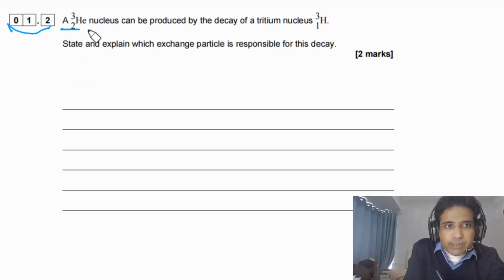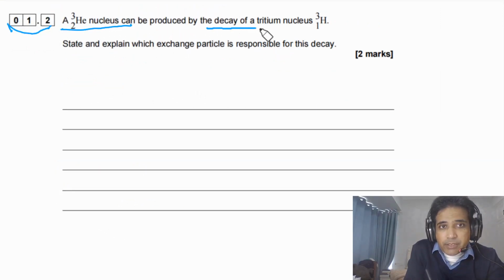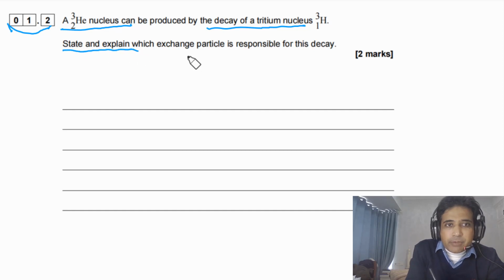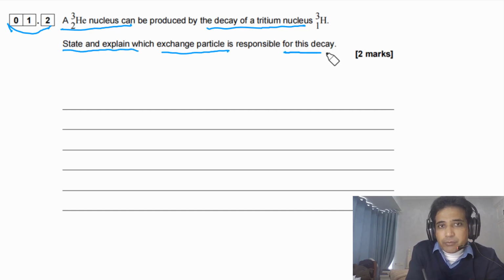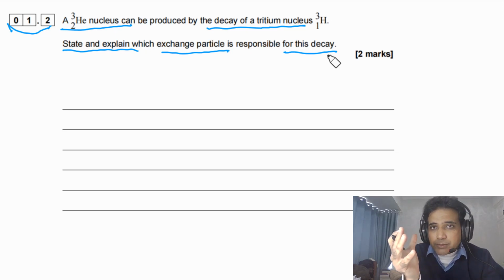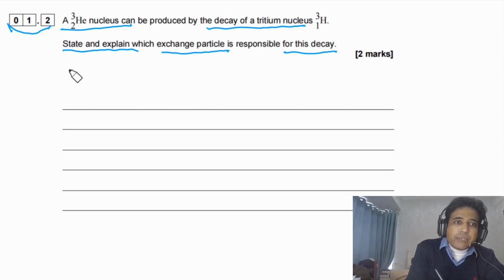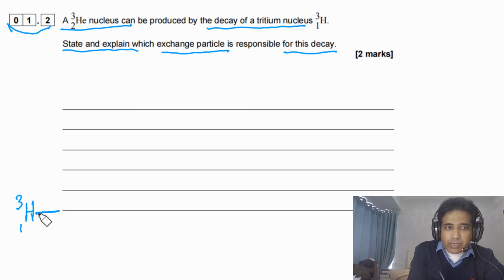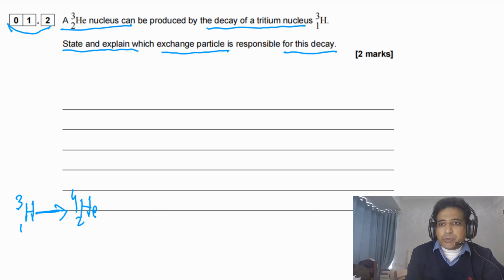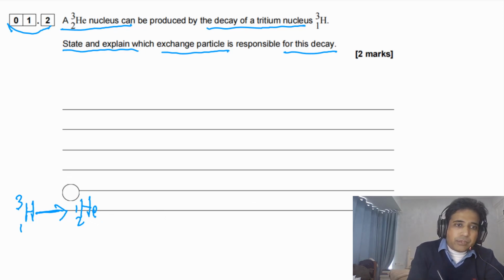Question 1.2 says a helium-3 nucleus can be produced by the decay of a tritium nucleus. State and explain which exchange particle is responsible for this decay. In order to answer this question, first of all we need to understand it is what kind of decay. Is it alpha decay? Is it beta decay? Is it gamma decay? So we can start with this information. It is given to us that tritium nucleus, heavy hydrogen isotope, this can produce helium-3. So this is helium-3.